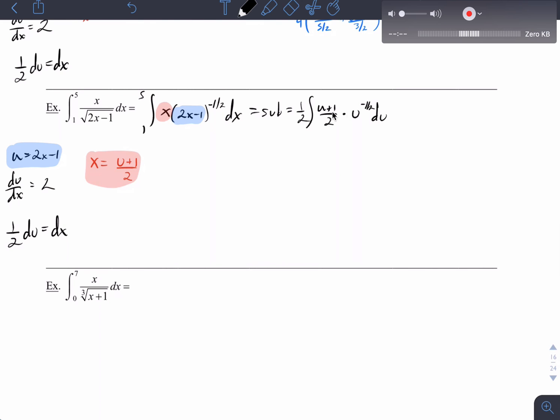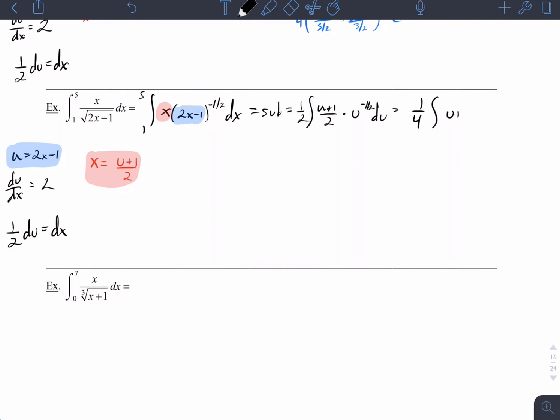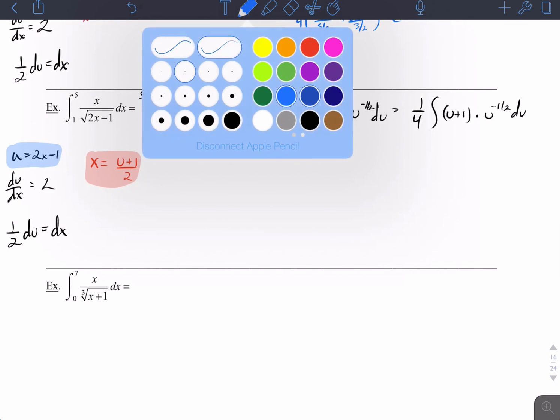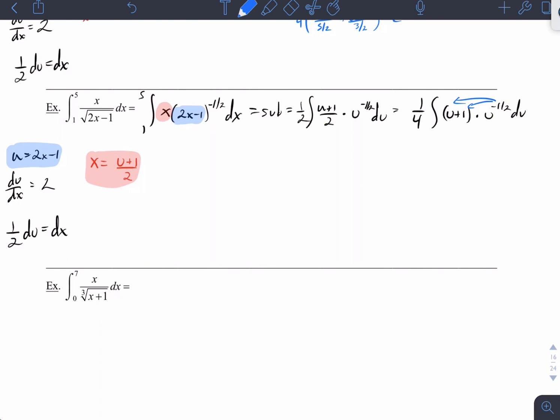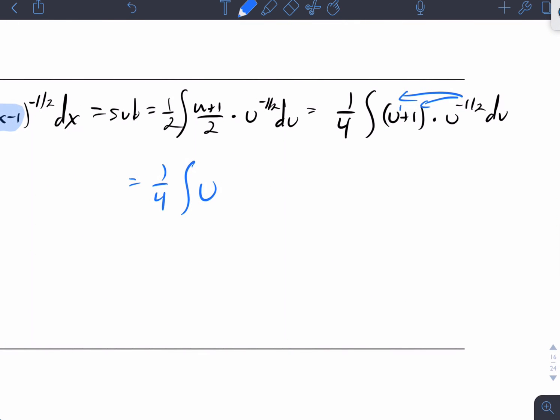The over 2 part can be pulled out to go to the front because it's just a constant. So this is 1/4 integral of u plus 1, I'm going to put that in parentheses, times u to the negative 1/2 du. Now, like before, we're going to do some quick distributive property. So this becomes 1/4 integral. Now remember, the exponent on u is 1. So 1 plus negative 1/2 is just a positive 1/2 plus u to the negative 1/2 du.